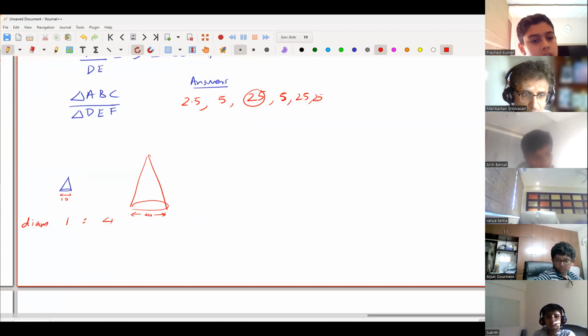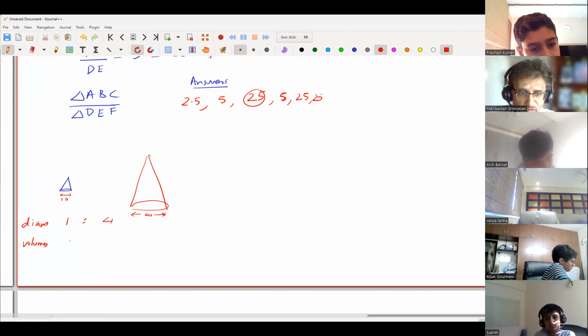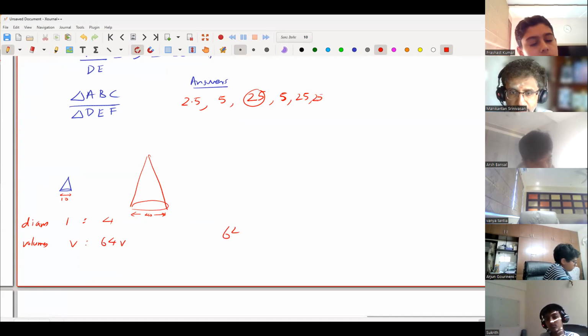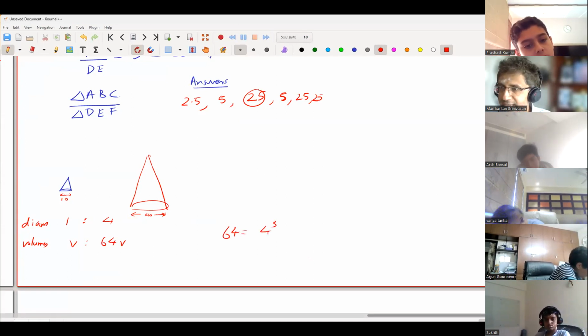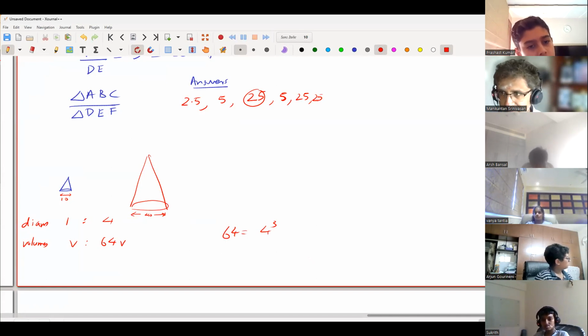And if I look at the two volumes, let's say this volume works out to be V. Then this will work out to be 64 times V. Where is the 64 coming from? It's coming from 4 cubed. Whatever the scale factor is gets cubed. So you can fit 64 of these small cylinders within the big cylinder, at least volume wise, you can pour so much liquid.